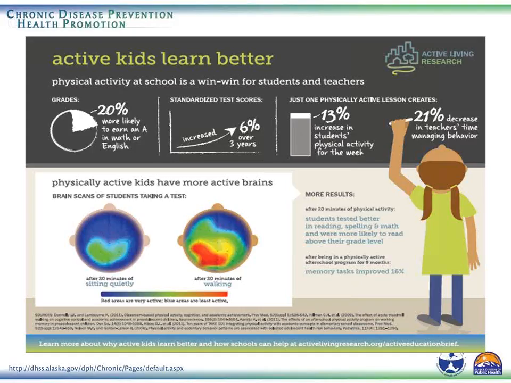And under the little section called More Results in the lower right, it says after 20 minutes of activity, students tested better in reading, spelling, and math, and were more likely to read above their grade level. And after being in a physically active after-school program for 9 months, memory tasks improved by 16%. And you can also see the brain scan there after 20 minutes of sitting quietly and 20 minutes of walking, a more active brain.